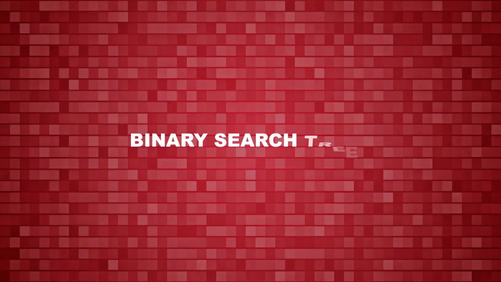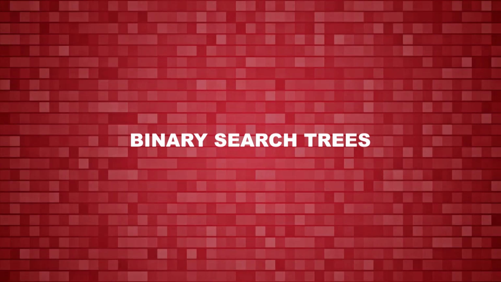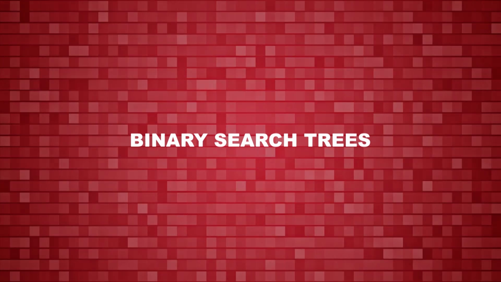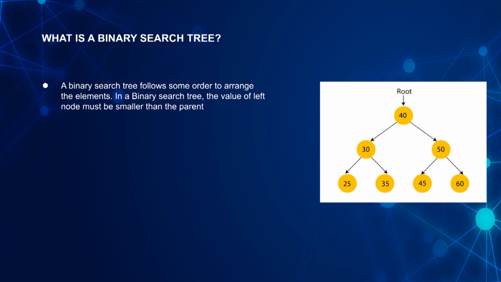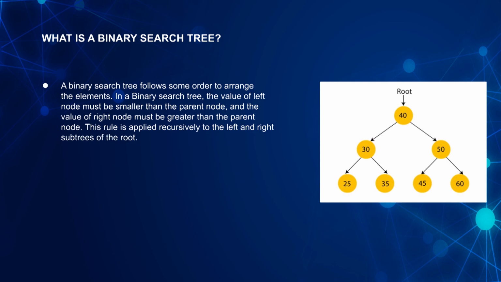In today's tutorial, we cover binary search tree. A binary search tree follows some order to arrange the elements. In a binary search tree, the value of left node must be smaller than the parent node and the value of right node must be greater than the parent node. The rule is applied recursively to the left and right subtree of the root.